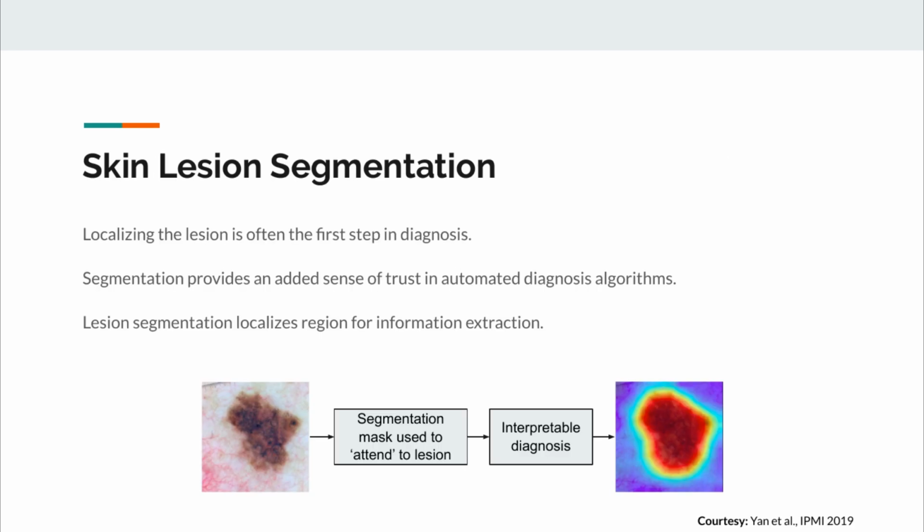Apart from often being the first step in the diagnosis, segmenting the skin lesion offers an added sense of trust in the predictions of automated algorithms. Moreover, some skin lesion diagnosis approaches rely on lesion segmentation to attend to the regions of interest in the image.